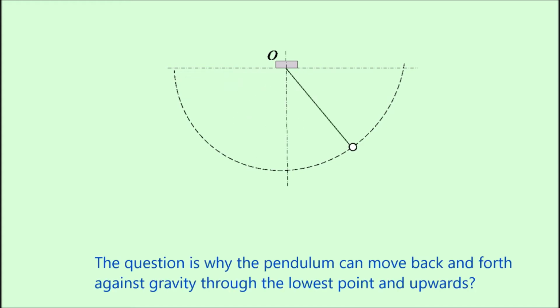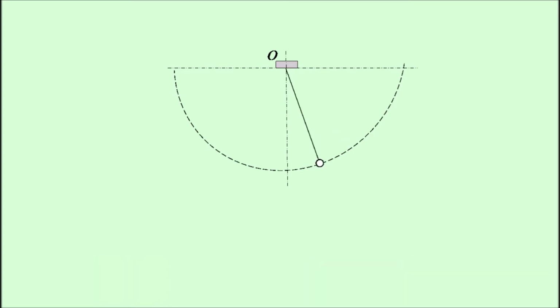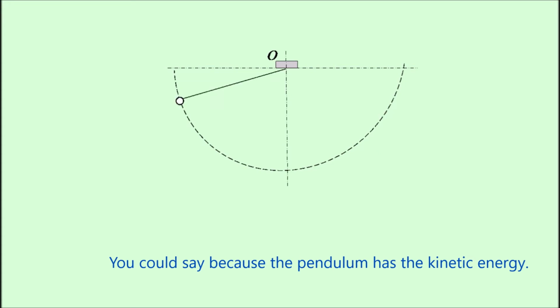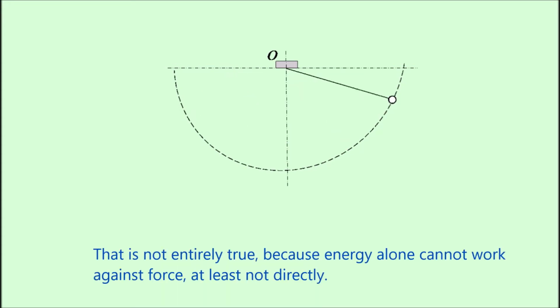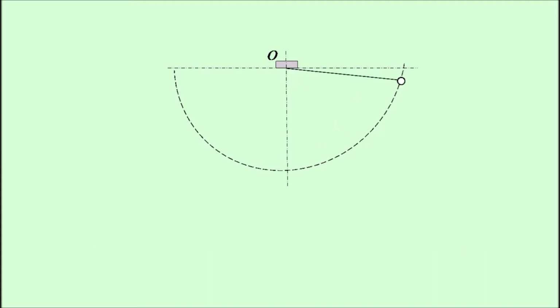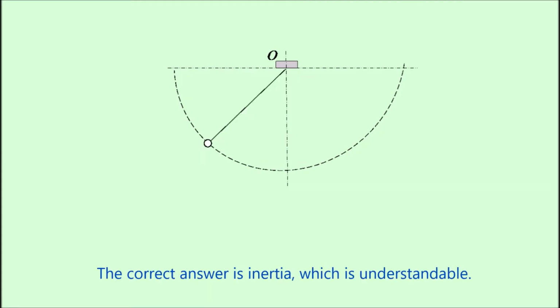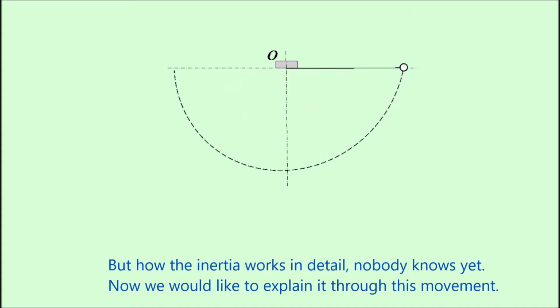The question is why the pendulum can move back and forth against gravity through the lowest point and upwards. You could say because the pendulum has the kinetic energy. That is not entirely true, because energy alone cannot work against force, at least not directly. The correct answer is inertia, which is understandable. But how the inertia works in detail, nobody knows yet. Now we would like to explain it through this movement.